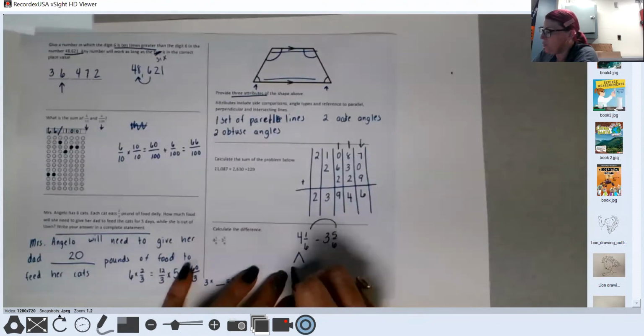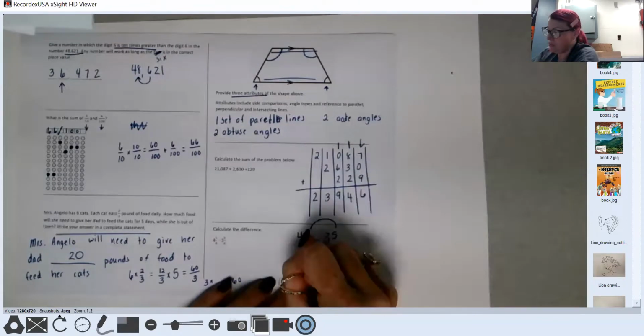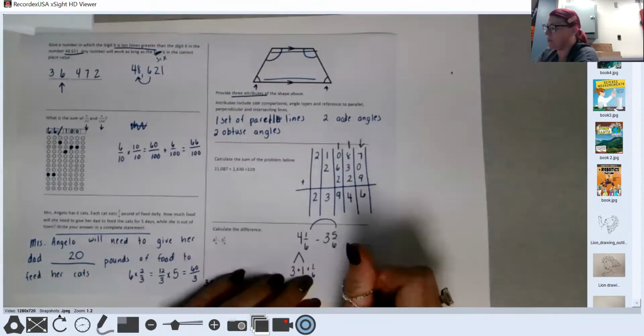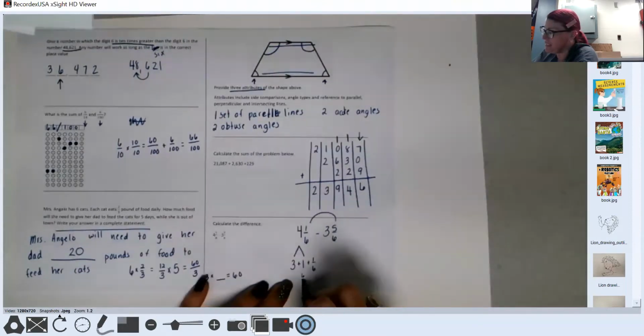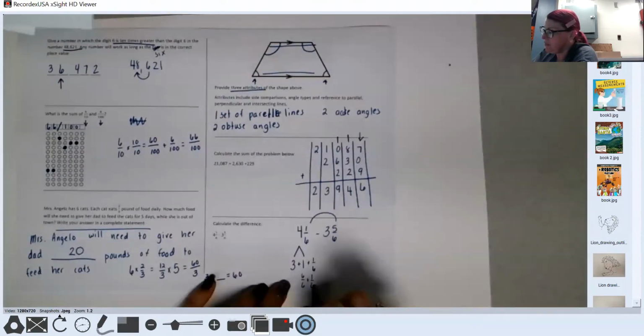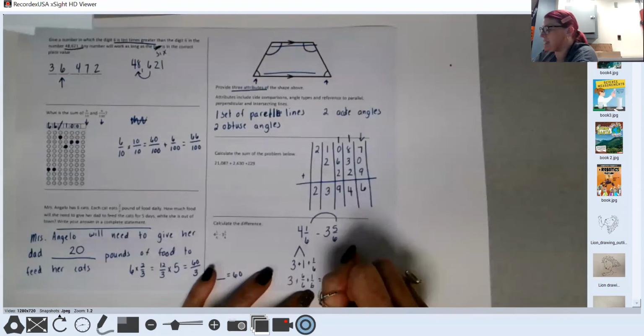And I'm going to do that as a 1 plus 3 plus 1/6. It still equals 4 and 1/6. It's just decomposed. And then I'm going to turn this whole into a fractional whole. So that's 6/6. So 3 plus 6/6, it's still 1 plus 1/6. So that equals 3 and 7/6.